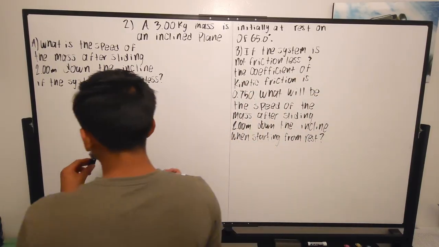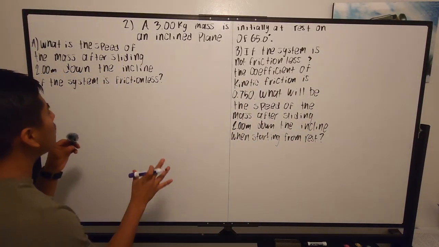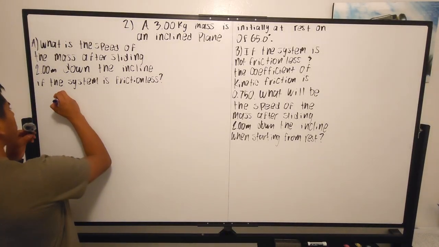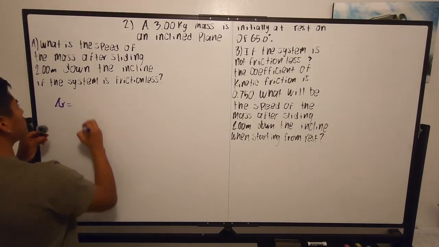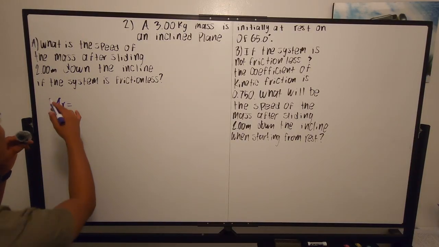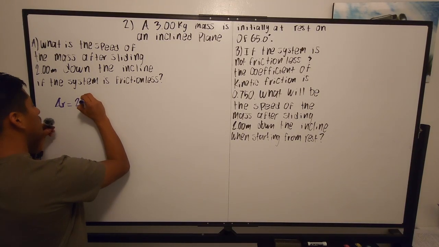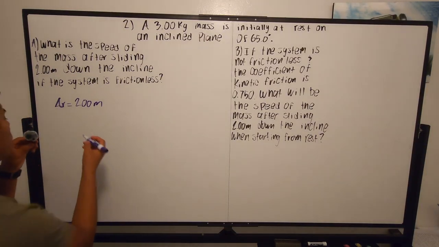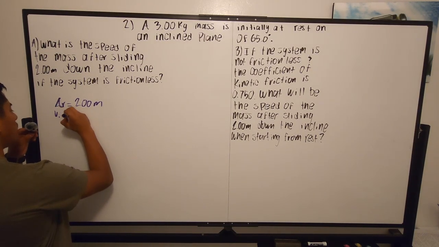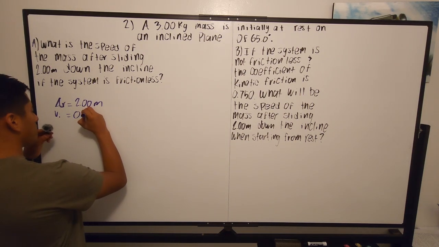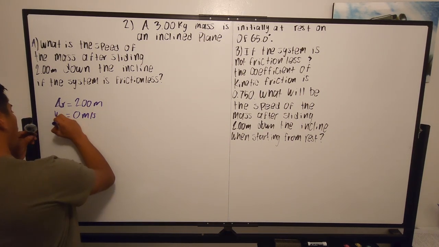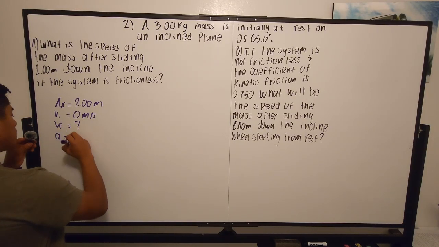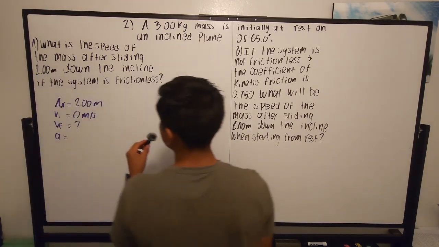So first of all, I'm going to write down what I know. I'm going to call the distance that it slides down the ramp delta r. So delta r, we are told, is 2 meters. And we know that it's initially at rest, so the initial velocity will be 0 meters per second. And we're looking for the final velocity. And we can solve for the acceleration here.